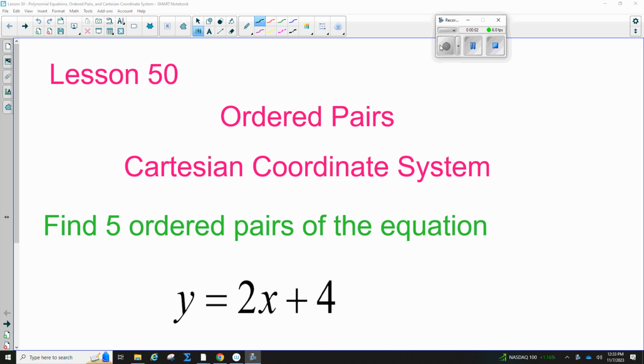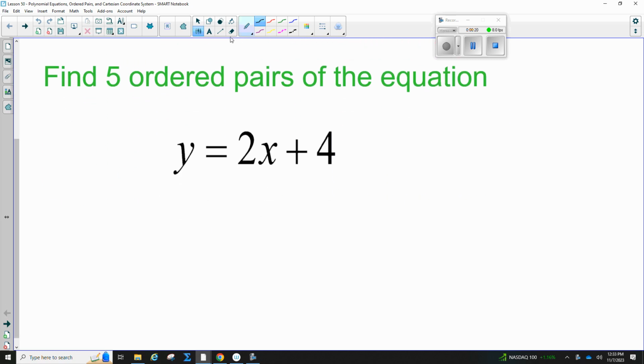All right, lesson 50 is ordered pairs and the Cartesian coordinate system, which is just graphing on the XY axis. That's the Cartesian coordinate plane. First, it says find 5 ordered pairs of the equation. I want you to make what's called a t-table. My t-table always goes X and Y. And we are going to plug in points, which eventually will help us graph a line.